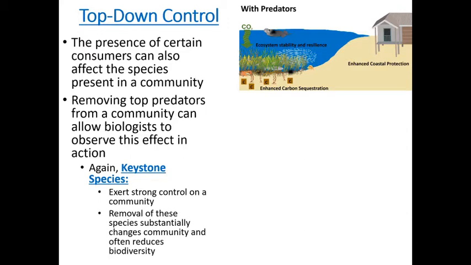Okay, and so with predators, the predators eat the herbivores, keeping the herbivore population down, and therefore not completely decimating all of these plants. Right? So the plants are then able to continue sequestering carbon. Via photosynthesis, carbon dioxide is pulled out of the air and deposited into the soil as the plants store it within their tissues, the plants die, and then that stored carbon becomes sediment within that environment. Also, having a lot of plants protects the coast. Right? So a lot of coastal protection.